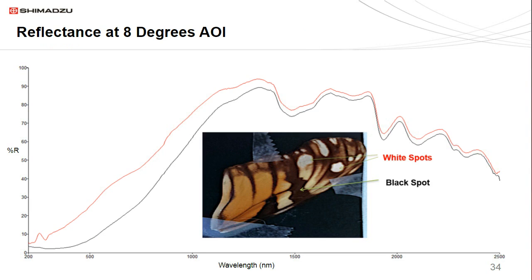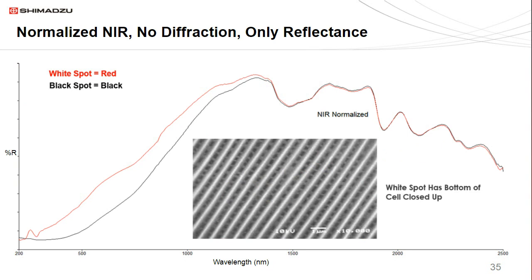Here you see a reflectance spectra of the UV visible near infrared of a white versus a black spot. You can see they look very similar in the near infrared, and it looks like there might be some differences below 1,000. So let's look a little closer. The white and black spots on the wing are areas that are not diffracting, they are simply reflecting light differently. You see in the photograph at the bottom these rigid structures and these small holes in it. The white spot has the bottom of that cell closed up where it reflects back, whereas a black spot, it's open and the light passes through.